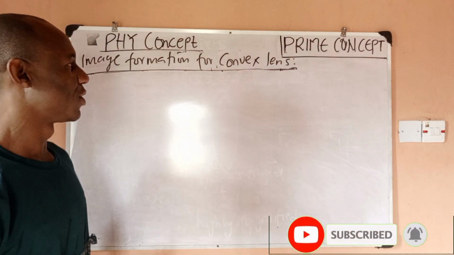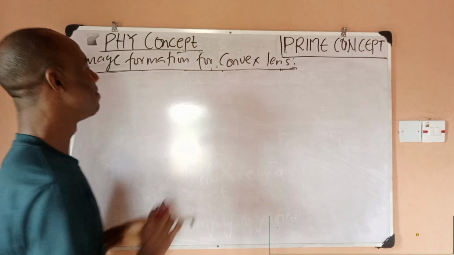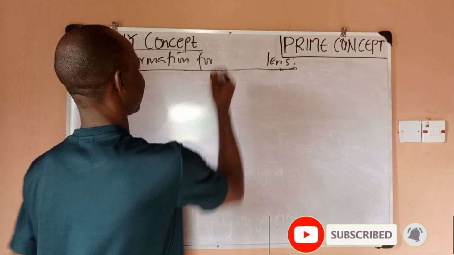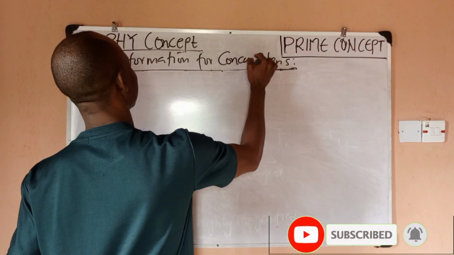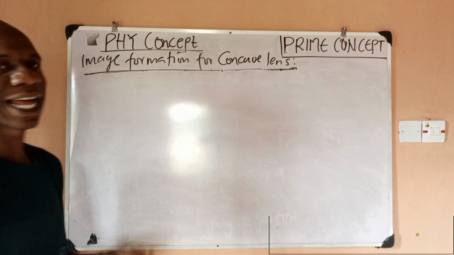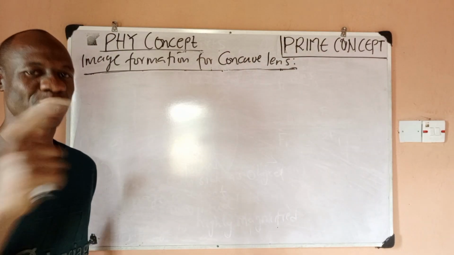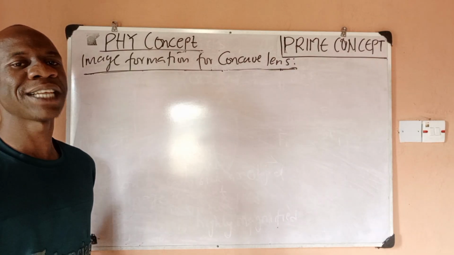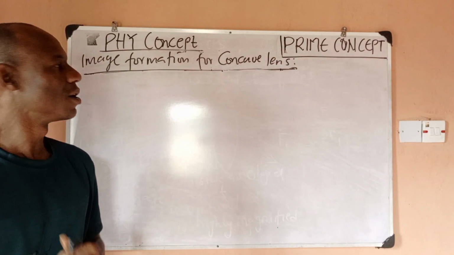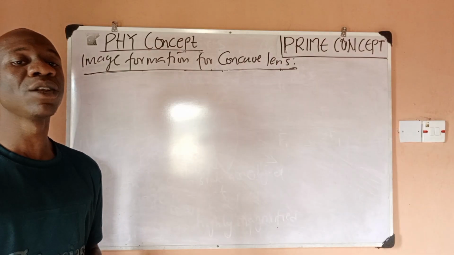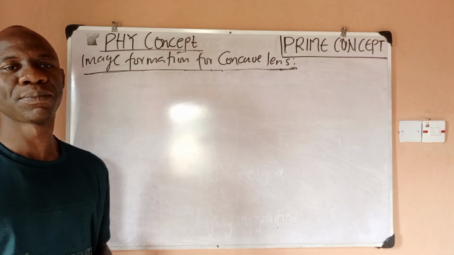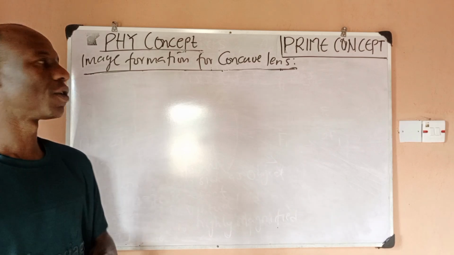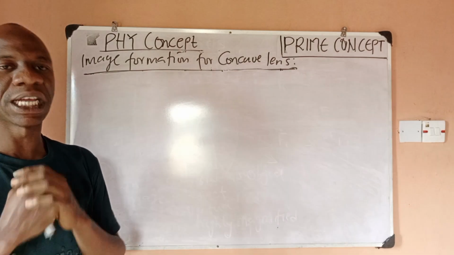In this video, we want to look at image formation for our concave lens. Another name for our concave lens, like we mentioned, is what? A diverging lens. We have considered image formation for our convex lens, and we looked at about 6 separate positions. So in this video, we want to consider the image formation for concave lens when our object is placed.